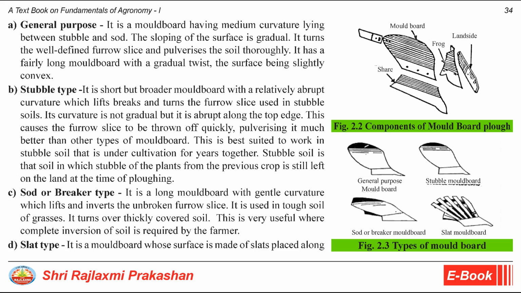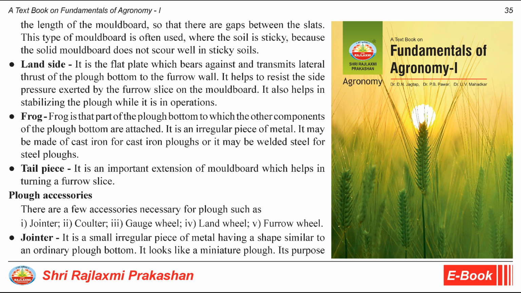Point D. Slat type. It is a mold board whose surface is made of slats placed along the length of the mold board, so that there are gaps between the slats. This type of mold board is often used where the soil is sticky because the solid mold board does not scour well in sticky soils.